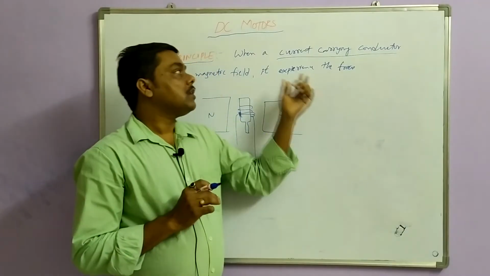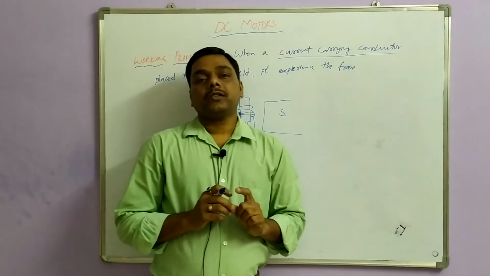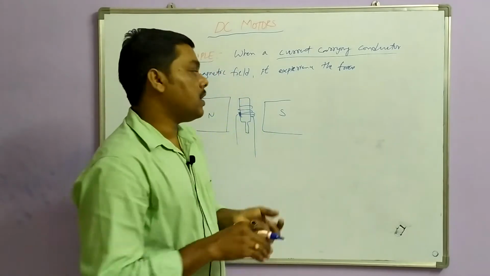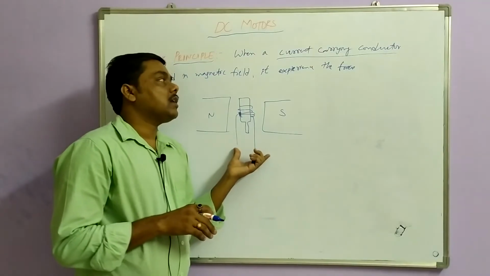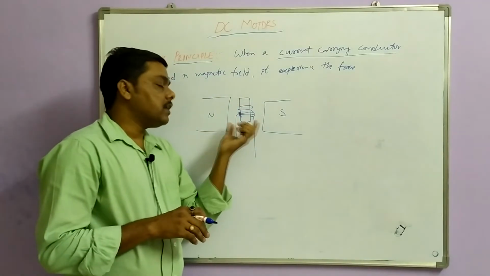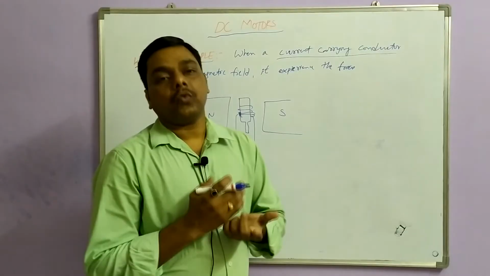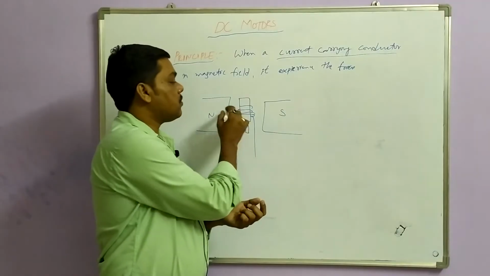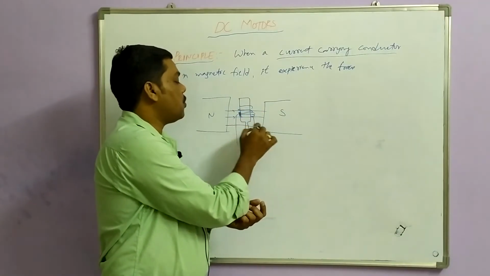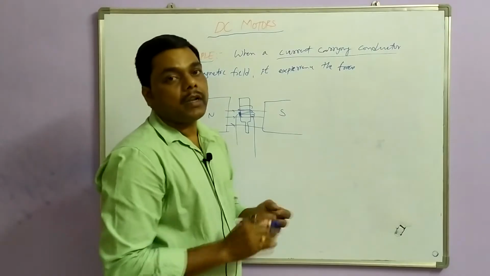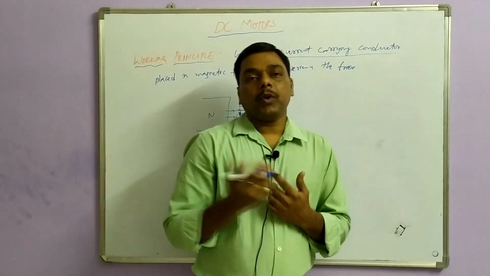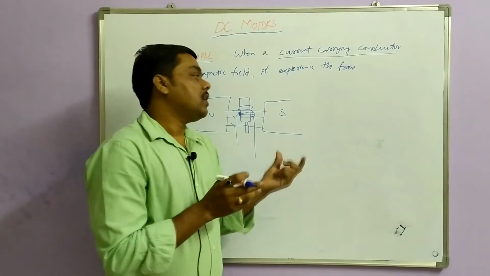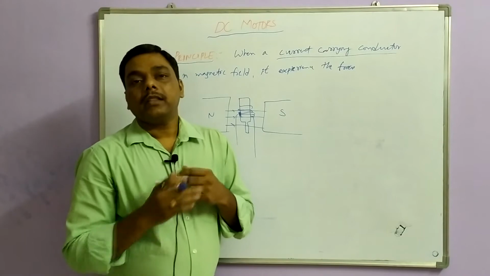Whereas in a normal conductor like in generators, only the conductor is placed, so the flux cuts the conductor, but here it is a current carrying conductor placed in a magnetic field. It experiences a force, that is, the main field flux flowing from north pole to south pole may pull the conductor in either direction. It may go in forward or reverse direction, clockwise or anti-clockwise, depending upon the current in the conductor.